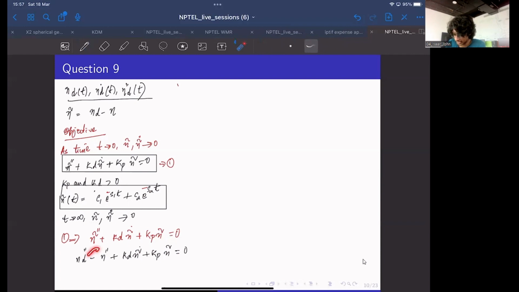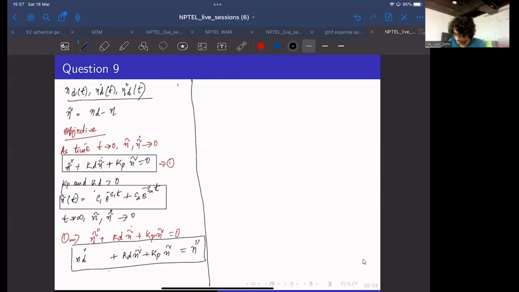The procedure is exactly similar to what we did during the previous question on computed velocity control. I'm bringing this eta double dot to the other side of the equation, so it looks something like this. We'll leave this equation here for the time being. This one is equation number 2.